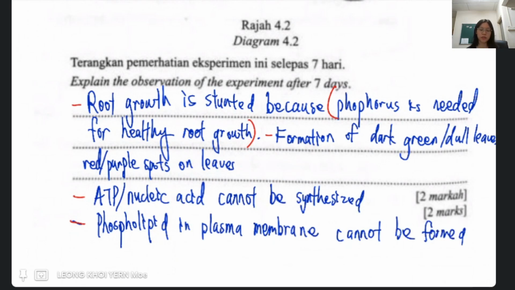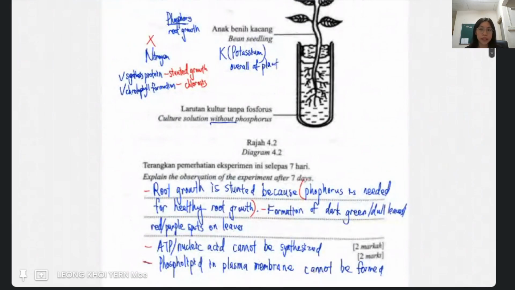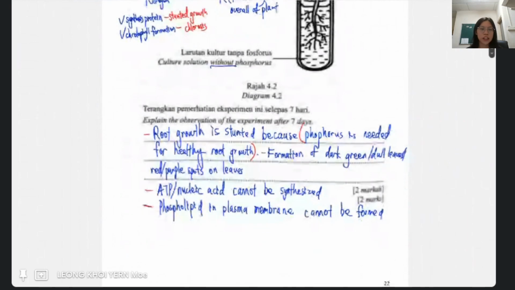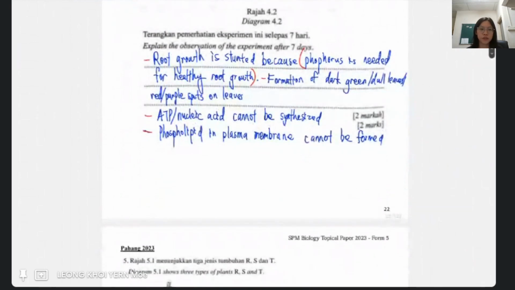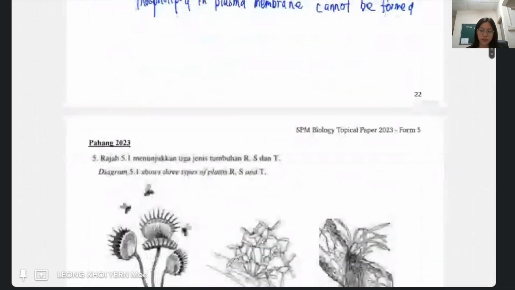Alright, so you need to at least know the importance of NPK and what happens when there is a deficiency of the specific nutrients. You must remember this NPK, these macronutrients. These three are the most important lah, if you really cannot remember all the others.